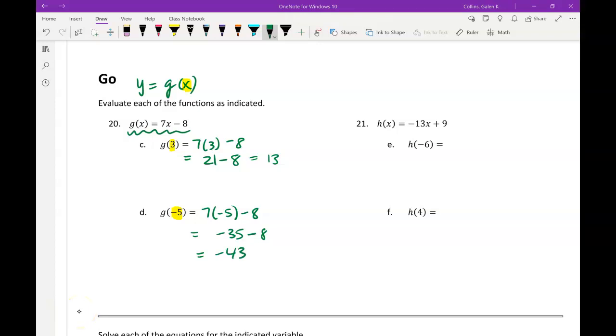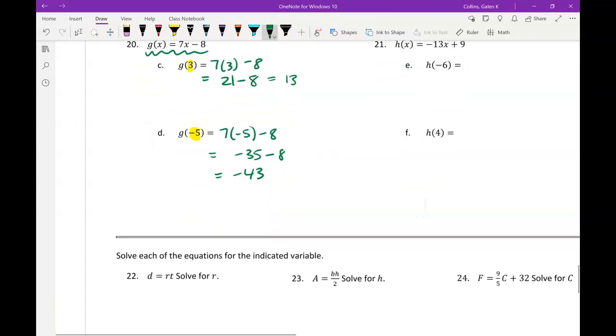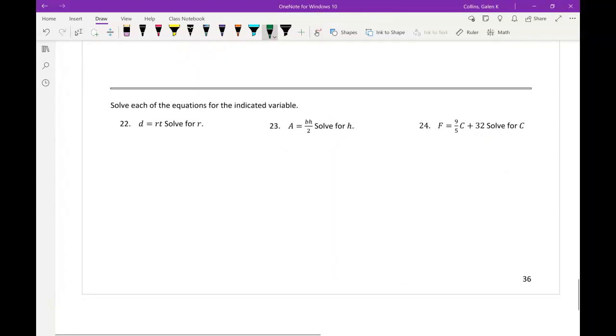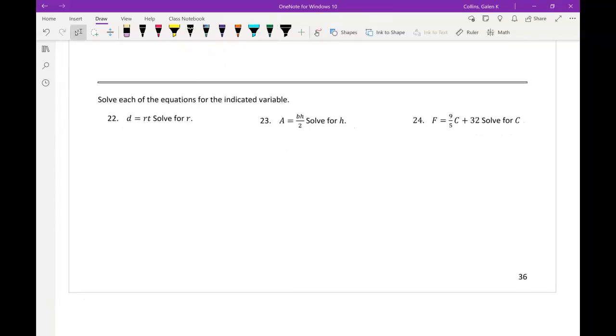All right, so in question 21, you are pretty much doing the same thing there, except our function's called h, but otherwise we're doing the same thing. So I'll let you finish that one. And then let's look at these last 3. So again, we're solving literal equations here, and these are all things that you're gonna see in geometry or in science or in real life.